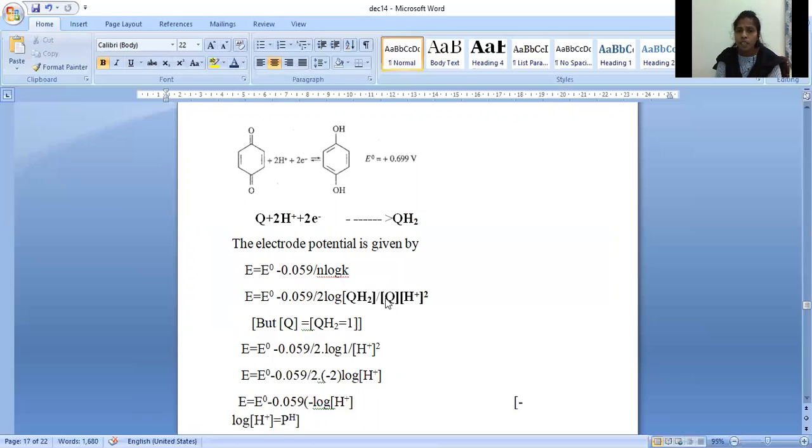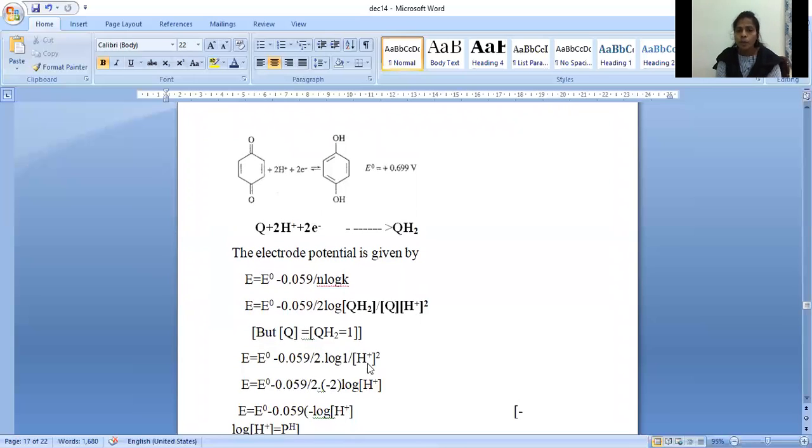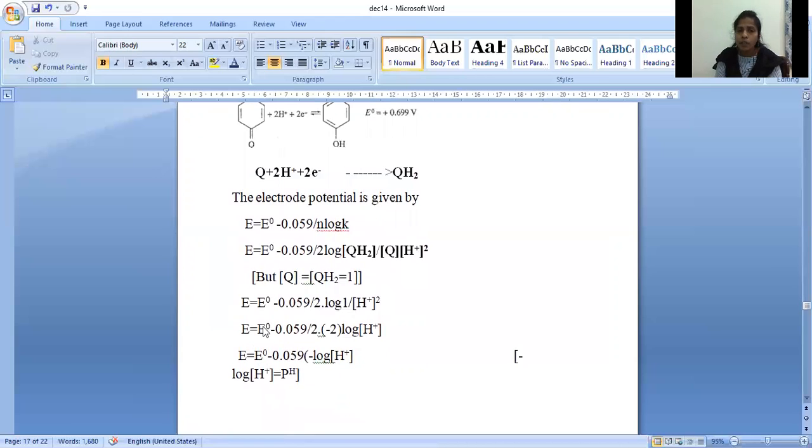When we substitute this value equal to 1, we get E equals E naught minus 0.059 by 2 log 1 by [H+] power 2. When it goes to the numerator, we get [H+] power minus 2. That is in the form of log A power minus 2, which means minus 2 log [H+]. So we can write E equals E naught minus 0.059 by 2 times minus 2 into log [H+].